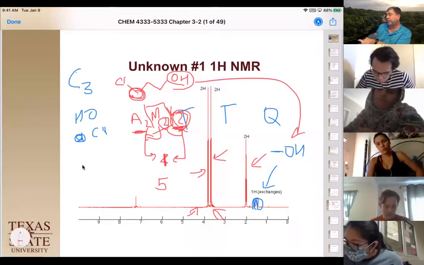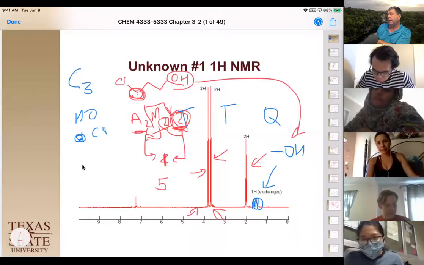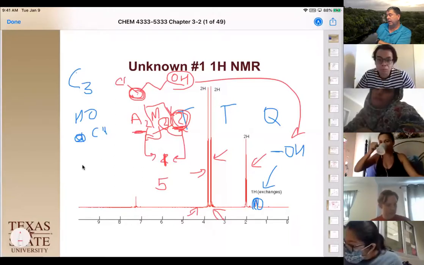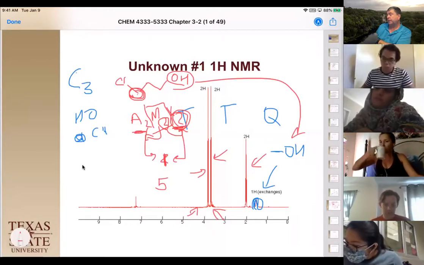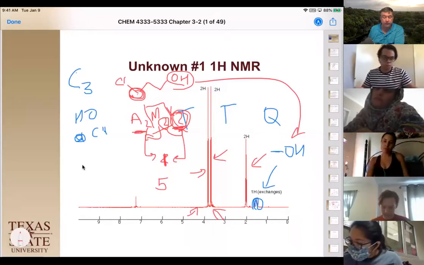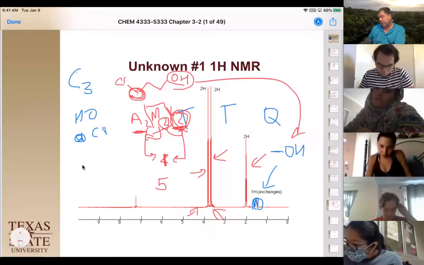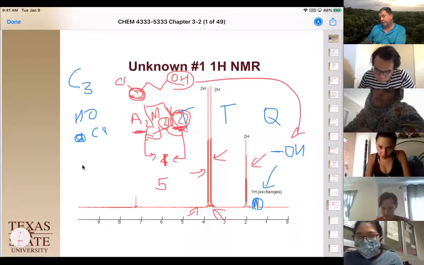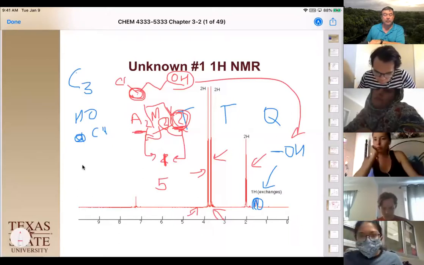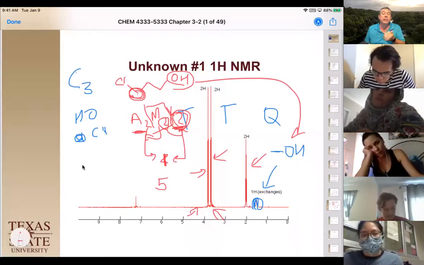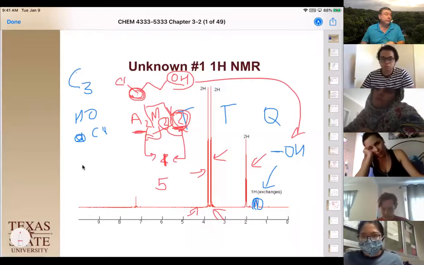Chlorines with 2 hydrogens are going to be, on average, a delta of 2.8. An OH on average with 2 hydrogens is going to be a 2.5. So that means that the lower one is probably the OH and the higher one is probably the chlorine.